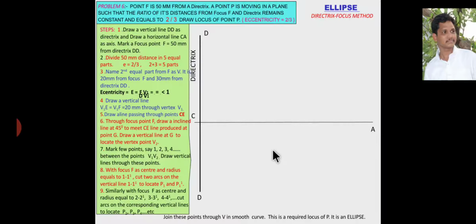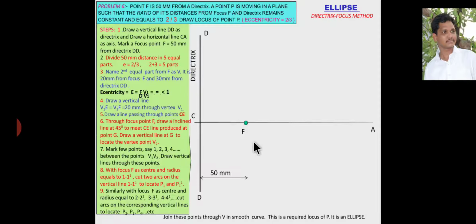Now mark focus point F. From the given data, the distance between focus point F and directrix is 50 mm. So this is the directrix, this is point F. The distance between F and directrix D is 50 mm. So locate the point F at a distance of 50 mm from the directrix. It is given in the problem.